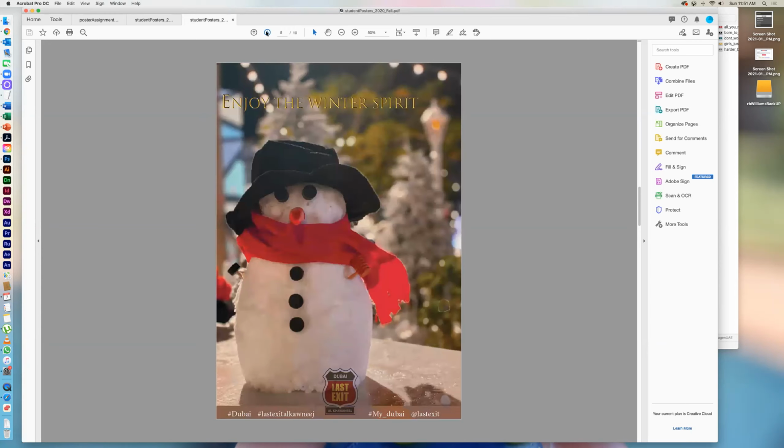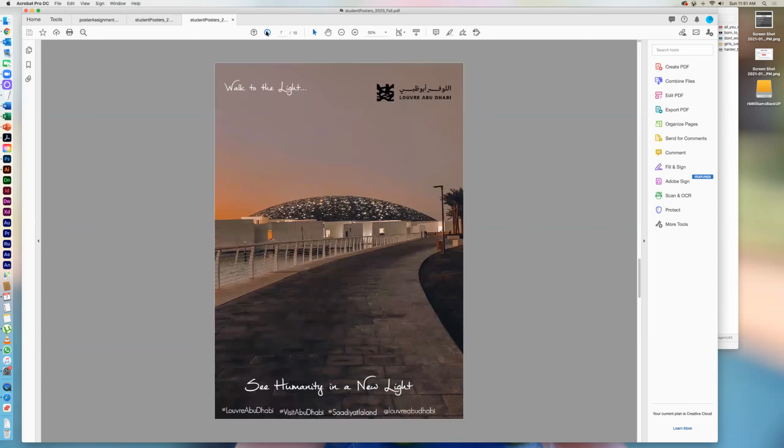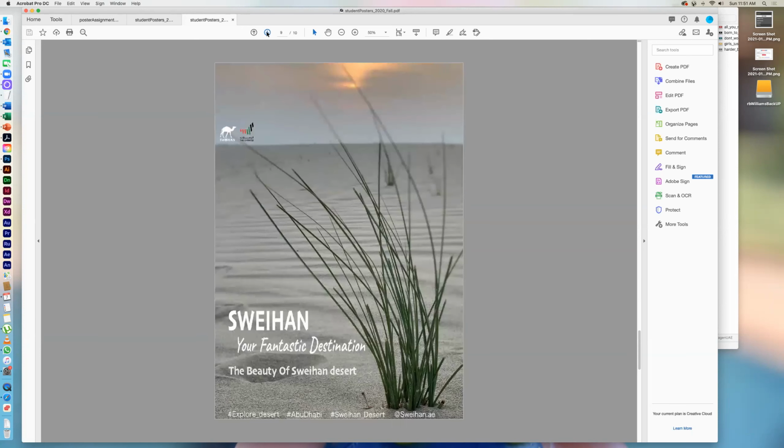This gives you this, you can sort of see you've got a last exit logo, and she liked that. And here's "see humanity in a new light," and it says "walk to the light, Louvre Abu Dhabi." Okay, makes sense. It's about positioning those things.